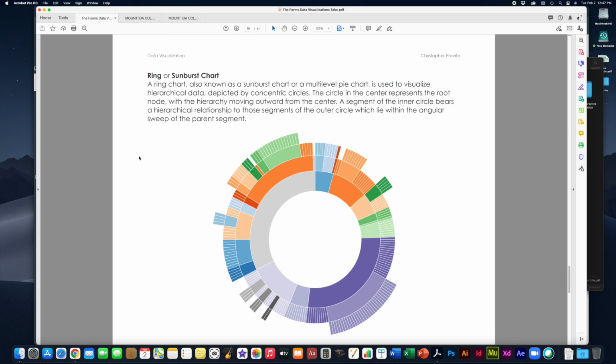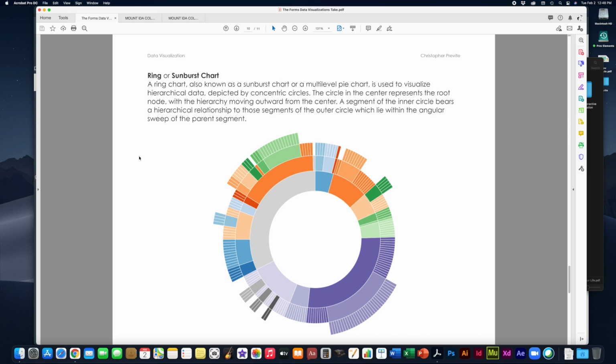Then we have a ring or sunburst chart. Now, this kind of looks a little bit like the rose diagram, and it does have a lot of similar features to it. So a ring chart, which is also known as a sunburst chart, which, by the way, I would stick with the sunburst chart name. I think that's a much nicer name. It's a multi-level pie chart.